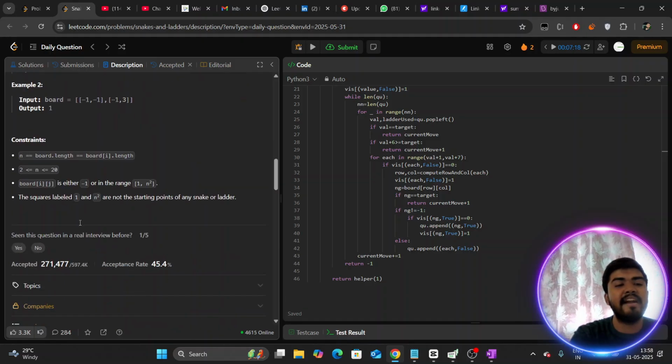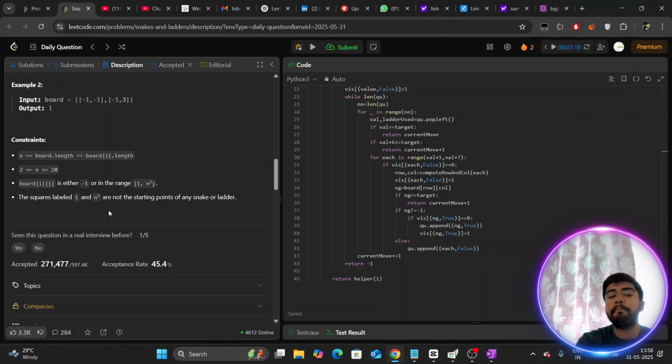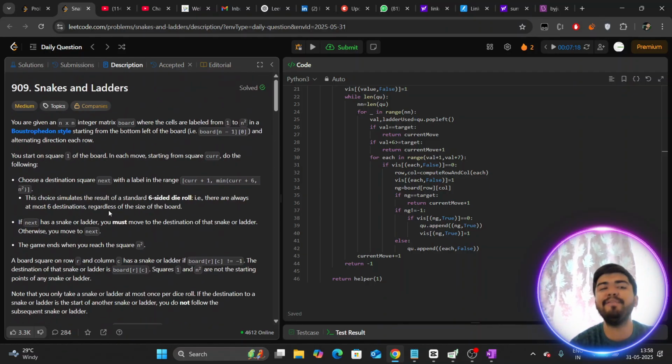And you can see our constraint is n in the range of 2 to 20, and board[i][j] is either -1 or in the range of 1 to n squared. If it is -1, then there is no snake or ladder, and if it is 1 to n squared, that means there is a snake or ladder. You can use it. So I think the problem statement is going to be absolutely clear to you, and if you have been following our last couple of videos, then you should be able to think on your own how we have to solve these problems.